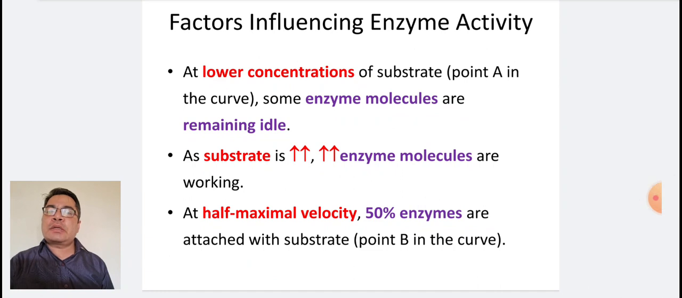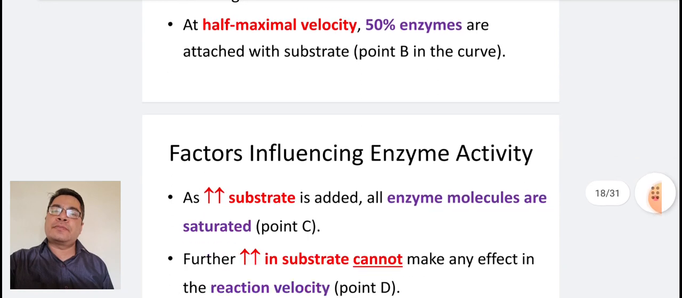Factors influencing enzyme activity. At lower concentrations of substrate, that is point A in the curve, some enzyme molecules remain idle. As substrate is increased, more enzyme molecules are working. At half maximum velocity, 50% of the enzymes are attached with substrate, that is point B in the curve.